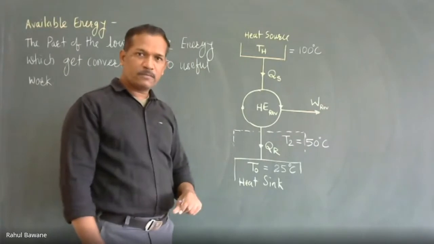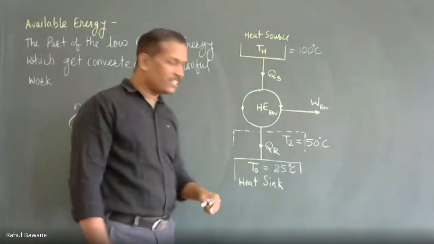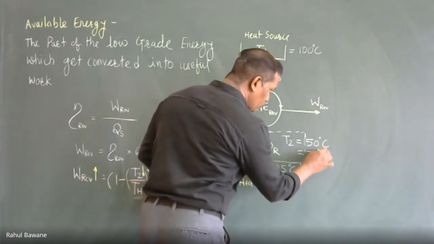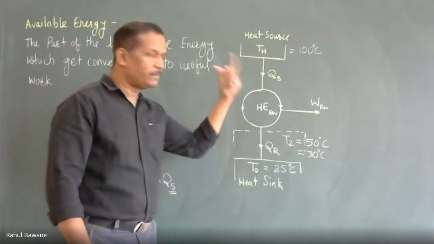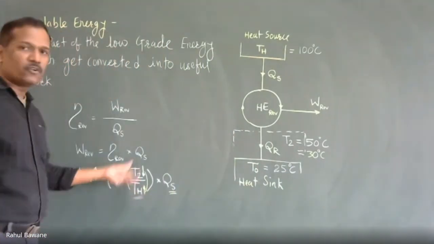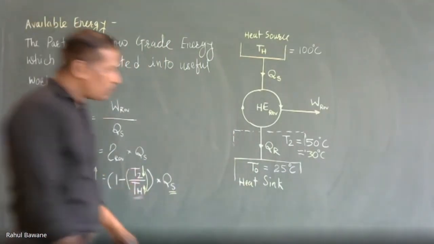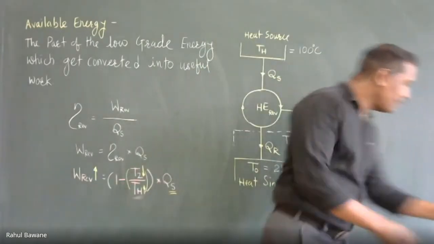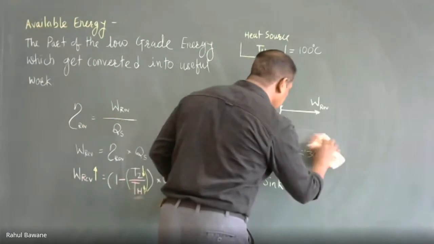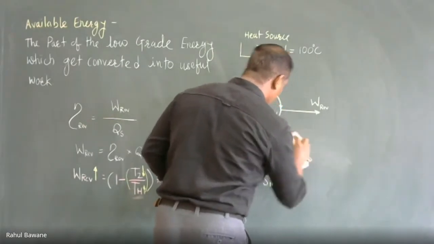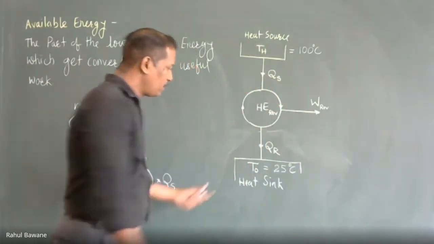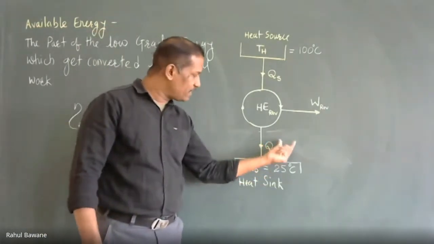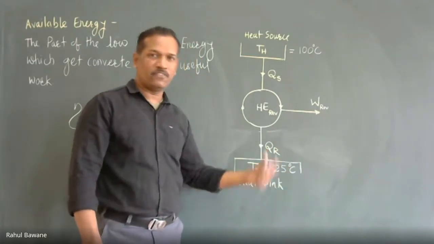Decreasing T2 is possible. Right now it is 50 degree centigrade. If I decrease it to 30 degree centigrade, no doubt more work will be done. So likewise, I am decreasing T2. How much is the lowest possible temperature I can decrease to? That is up to atmosphere. If atmosphere is 25, I can decrease my heat sink temperature up to 25.